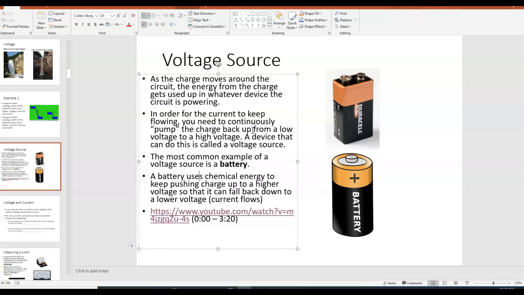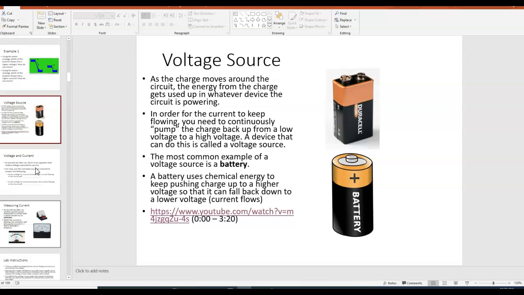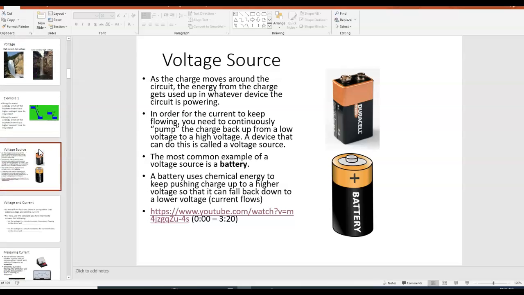So that's just the very basics of circuitry. Like I said before, we're going to go into way more detail later on, but I just wanted to give you that foundation.